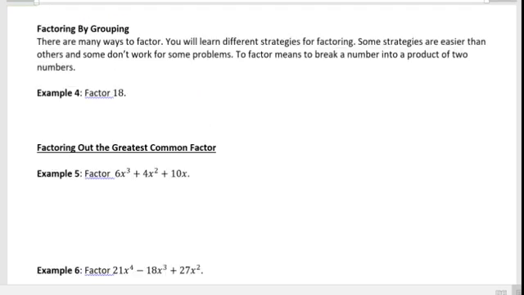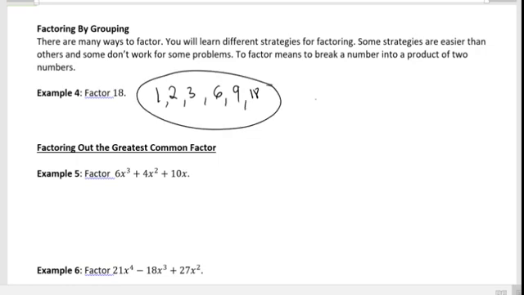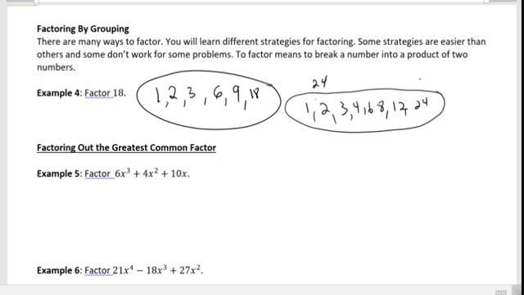So first we'll talk about the greatest common factor. The factors of 18 are just the numbers that you can multiply together to give you 18. For example, 1 times 18 gives me 18. 2 times 9 gives me 18. 3 times 6 gives me 18. And so we say that these are all the factors of 18. If you had two numbers, let's say I had the number 24, the factors of 24 are 1 and 24, 2 and 12, 3 and 8, and 4 and 6. So these are the factors of 24.